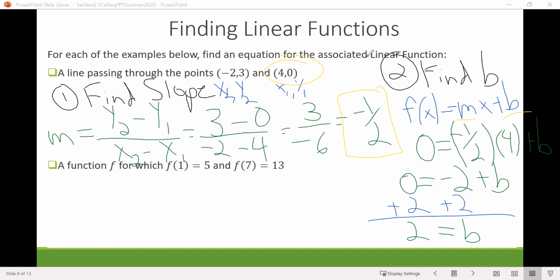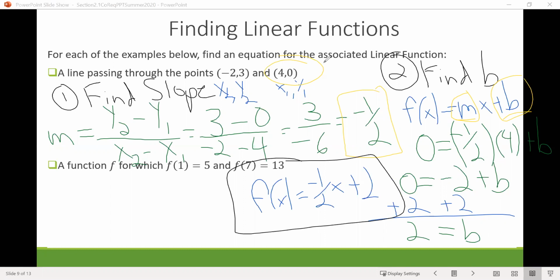So now we have the value for b, and we can write our equation. We know the value for m and we got the value for b. So our equation will look like f of x equals -1/2 x plus 2. Okay, and there we go. This is supposed to be a 2.